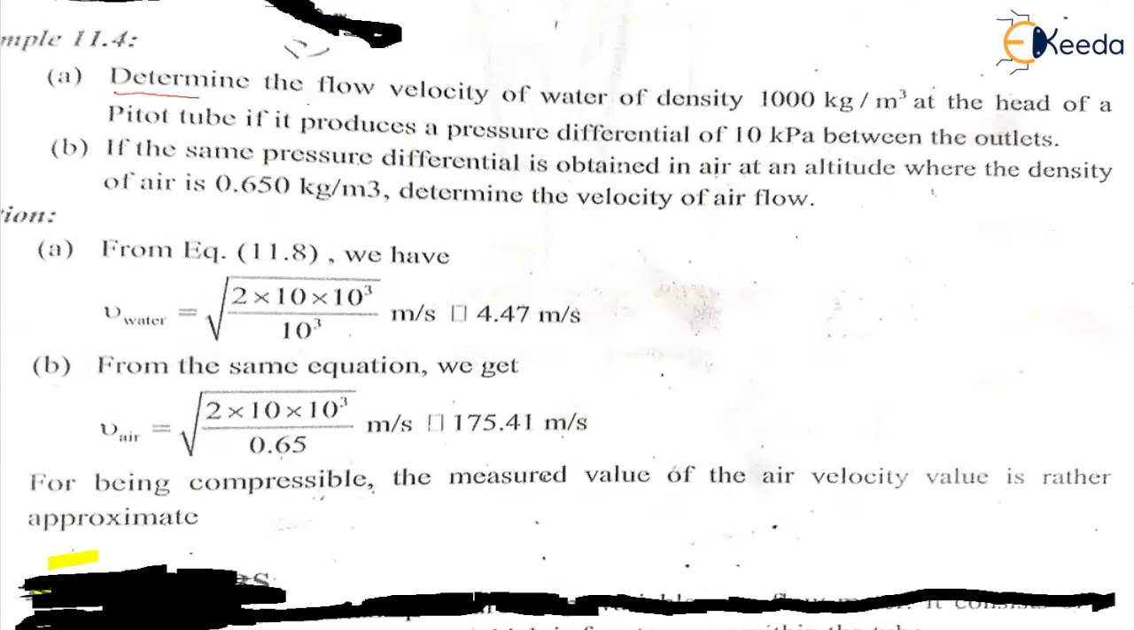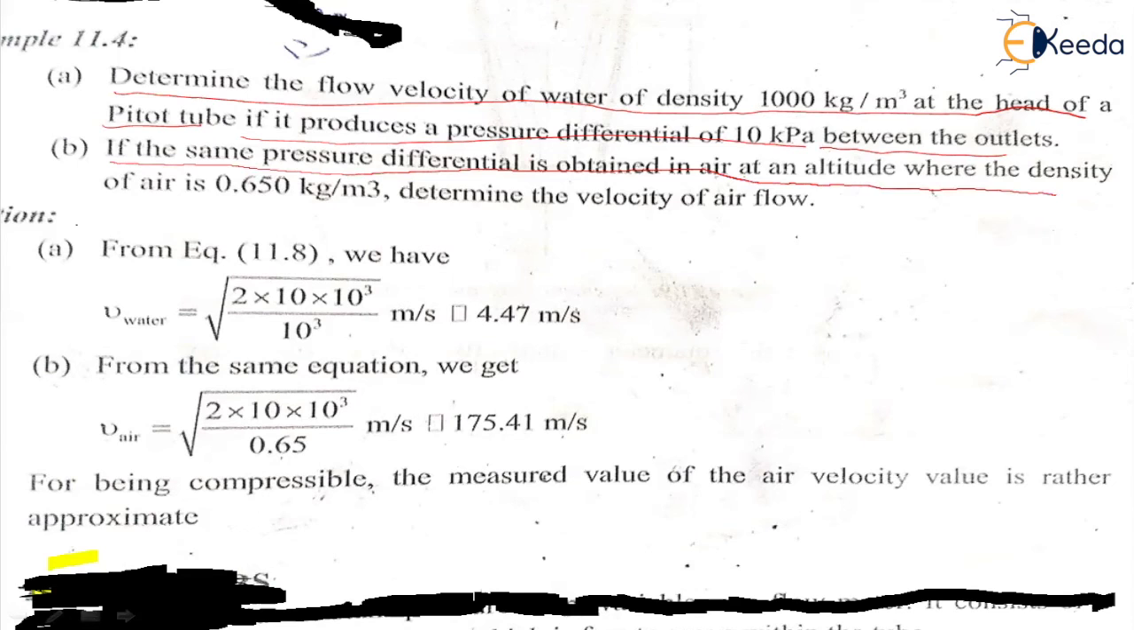Determine the flow velocity of water of density 1000 kg per meter cube at the head of the pitot tube, if it produces a pressure differential of 10 kPa between its outlets. If the same pressure differential is obtained in air at an altitude where the density of air is 0.650 kg per meter cube, determine the velocity of airflow.